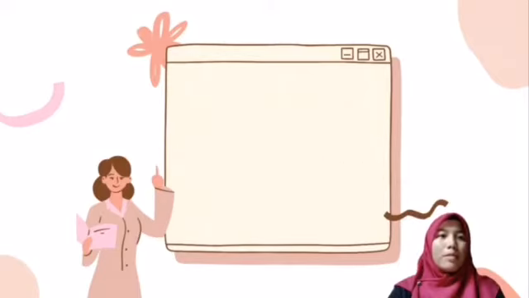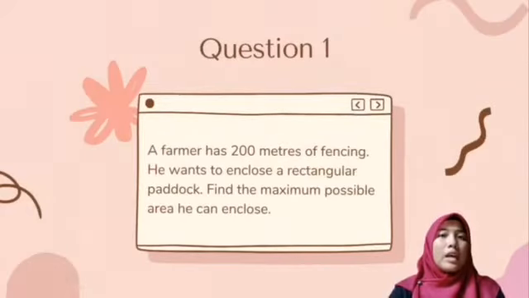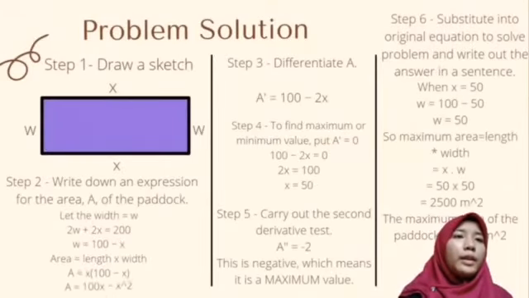Let's look at problem statement 1. A farmer has 200 meters of fencing. He wants to enclose a rectangular paddock. Find the maximum possible area he can enclose. So this is the problem solution for statement 1.